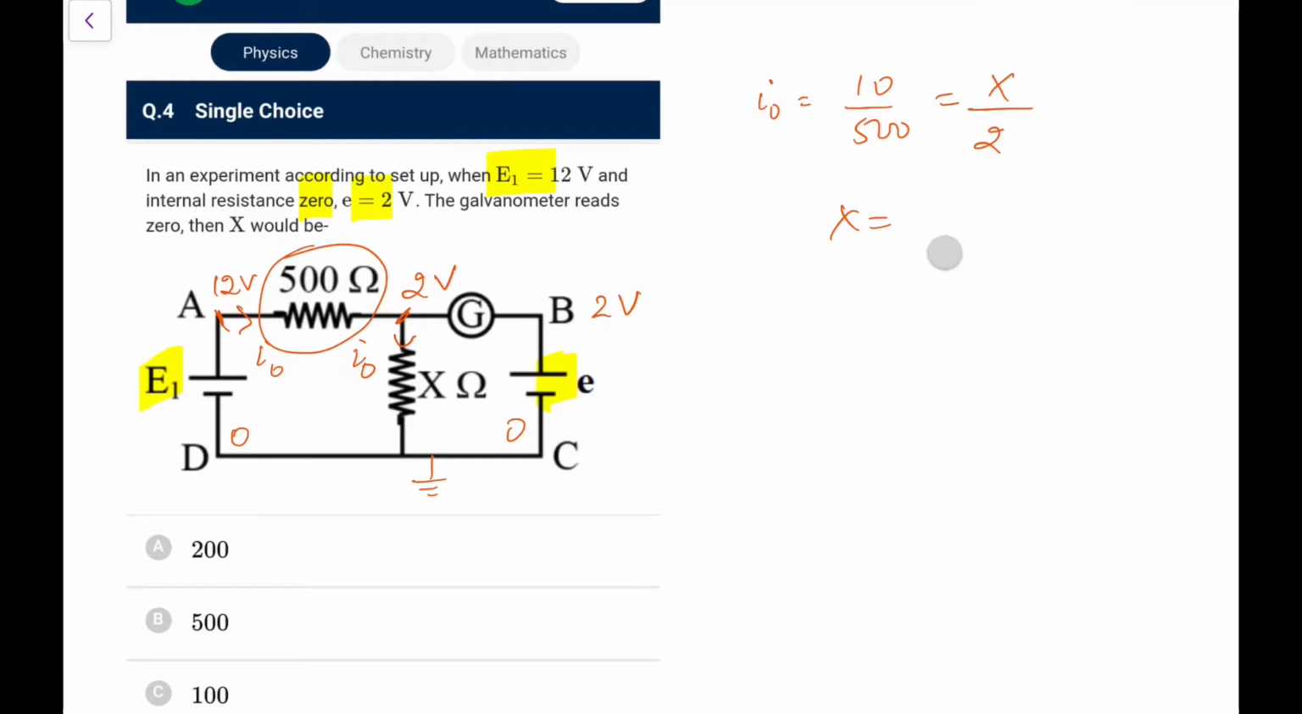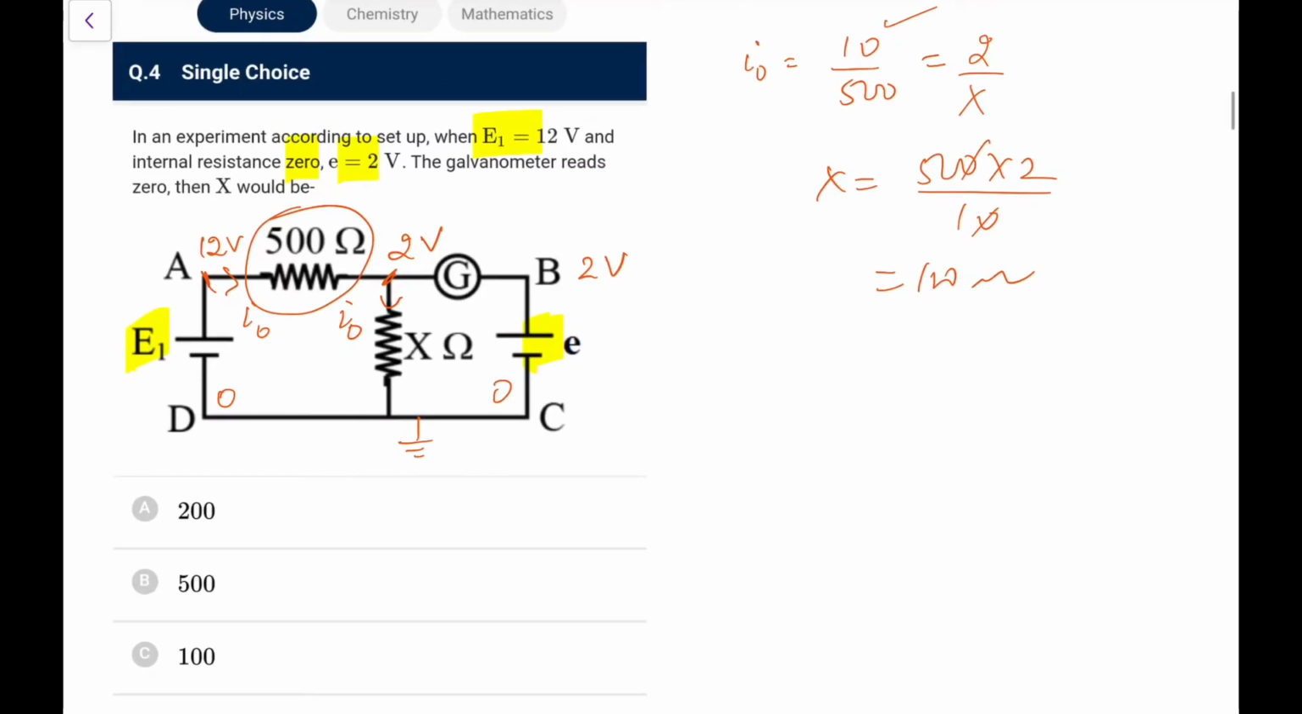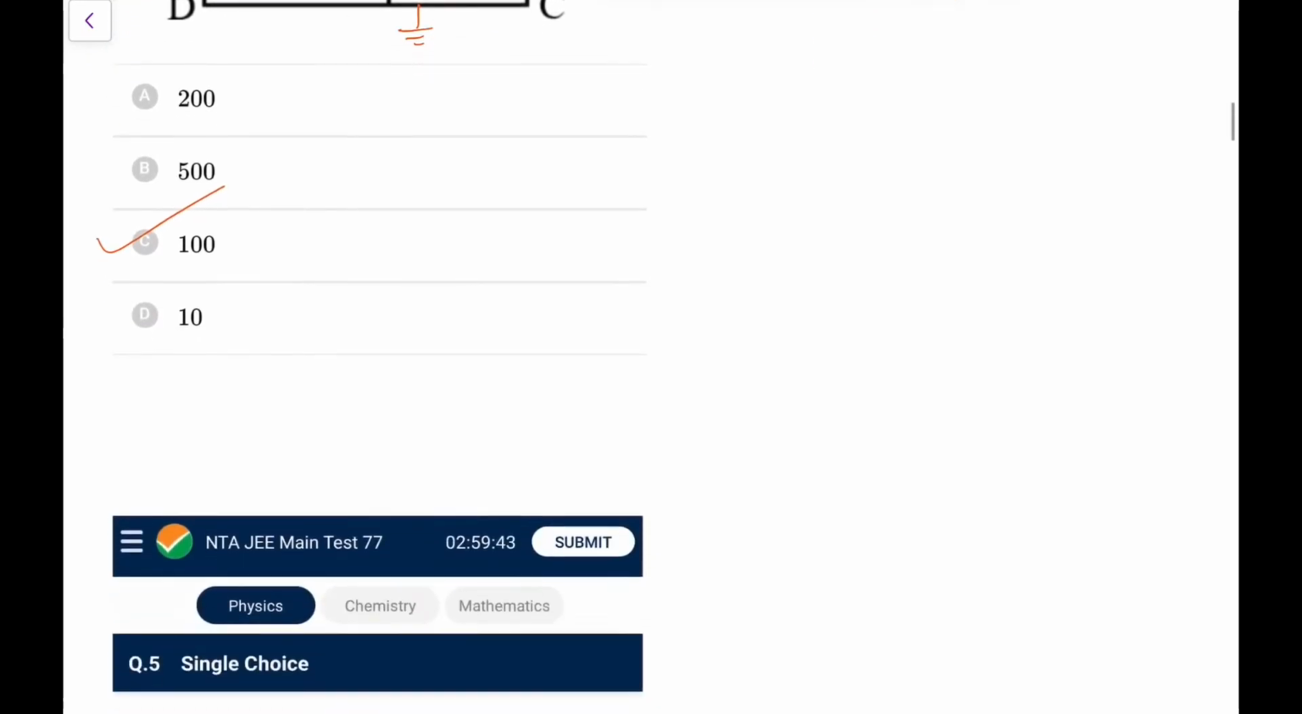Okay, I have done something wrong. Let me check. Current is 10 by 500. This is 2 by x. Okay, I've written this wrong. It would be potential difference 2 by x. So x would be 500 into 2 by 10. That comes out as 100 ohms. You could directly go by the ratio also. So this is C. So option C is the appropriate one here.